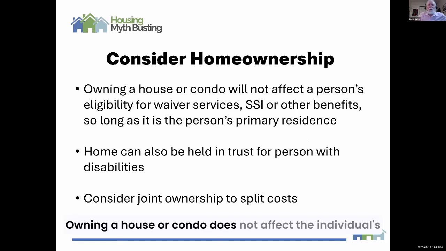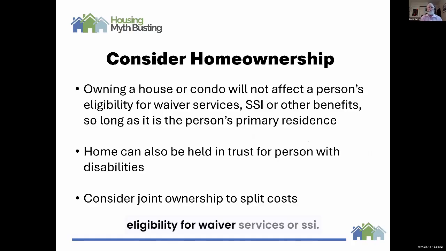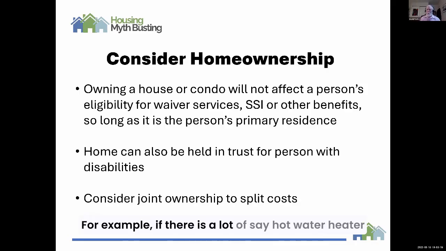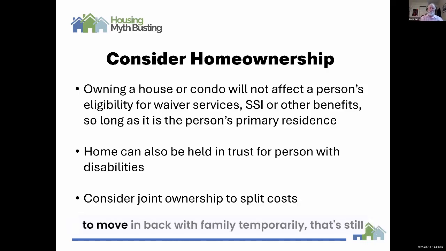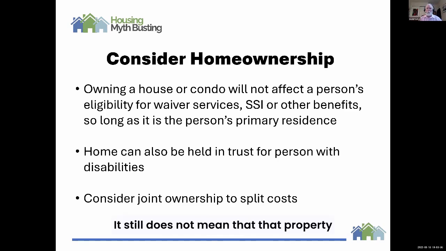Owning a house or condo does not affect the individual's eligibility for waiver services or SSI, so long as it is the person's primary residence. That means they can still move back with the family in an emergency, for example, if a hot water heater breaks and there's a lot of work that needs to be done to repair the apartment, or a fire breaks out and they need to move back in with family temporarily, that's still okay. It still does not mean that that property is no longer their residence as long as they intend to move back in. And the value of the property has no bearing on their SSI or their waiver.